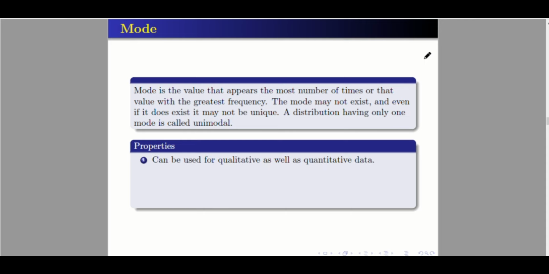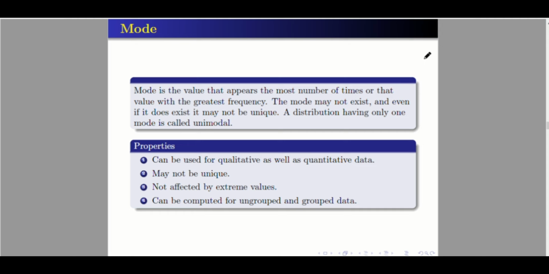So that is why, number 1, it can be applied or used for qualitative as well as quantitative data. It may not be unique. It is not affected by extreme values, because we'll just count the data that appears the most. We are not solving anything. And last, it can be computed for ungrouped and grouped data.